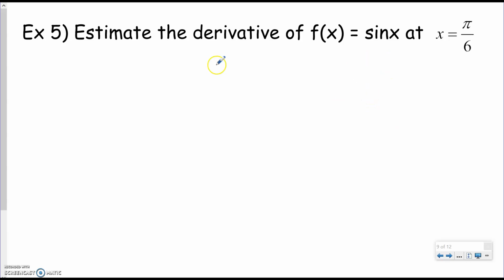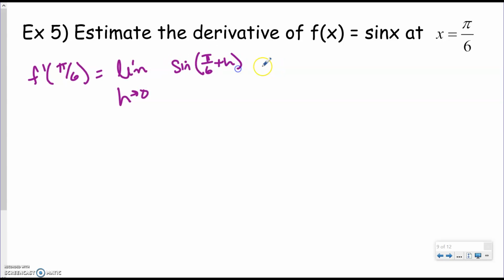Okay, for this one, we're going to do one more and estimate the derivative of f of x equals sin of x at pi over 6. So your trig values are going to come in handy here. So f prime of pi over 6 is going to be equal to the limit as h approaches 0 of sine of pi over 6 plus h minus sine of pi over 6 divided by h.